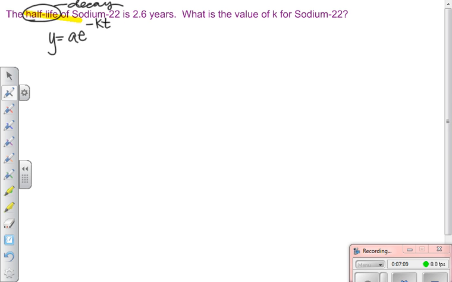So the half-life of sodium-22 is 2.6 years. What is the value of k? That's what we don't know for sodium-22. So we need y, we need an A, and we need time if we're going to solve for k. k is what we don't know.